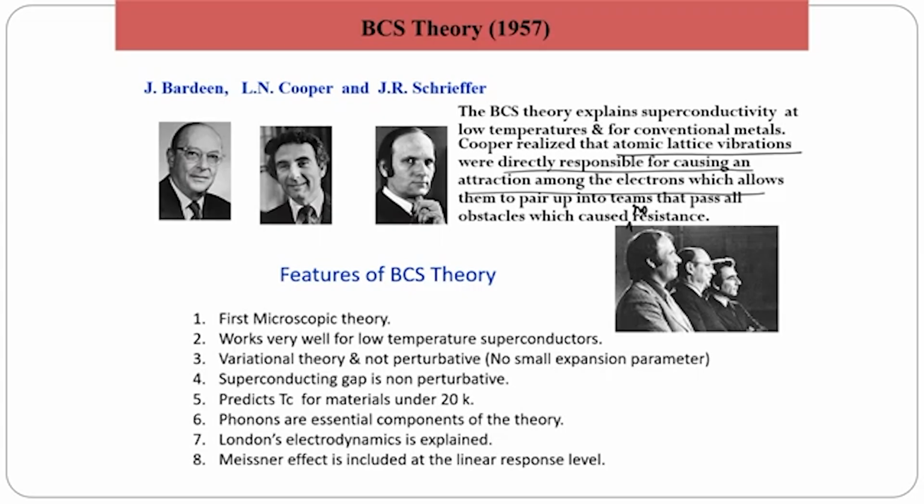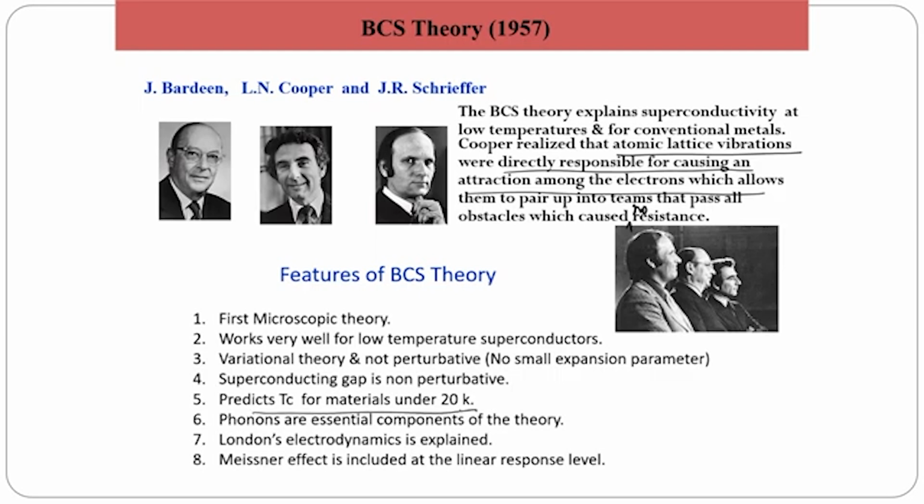And it gave rise to this BCS theory, which is the first microscopic theory, and it works very well for low temperature superconductors. It is a variational theory, it is not perturbative, there is no small expansion parameter. The superconducting gap is non-perturbative, which means that by doing any order of perturbation theory, you can't solve the superconductivity problem. Just like magnets, we have solved magnets, or at least the paramagnets and diamagnets, using perturbation theory. Here it is not possible.